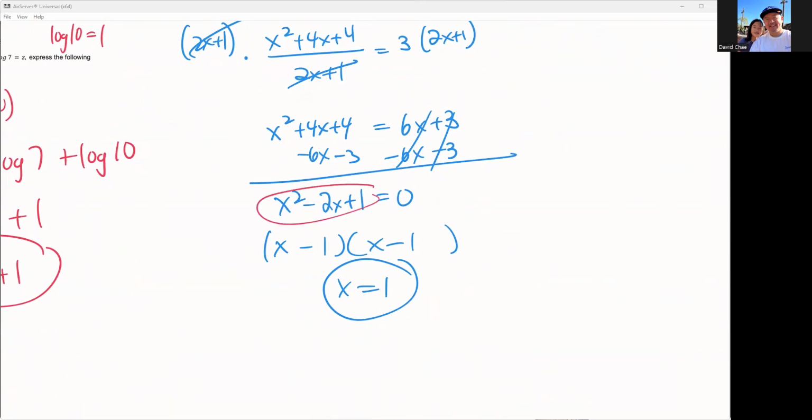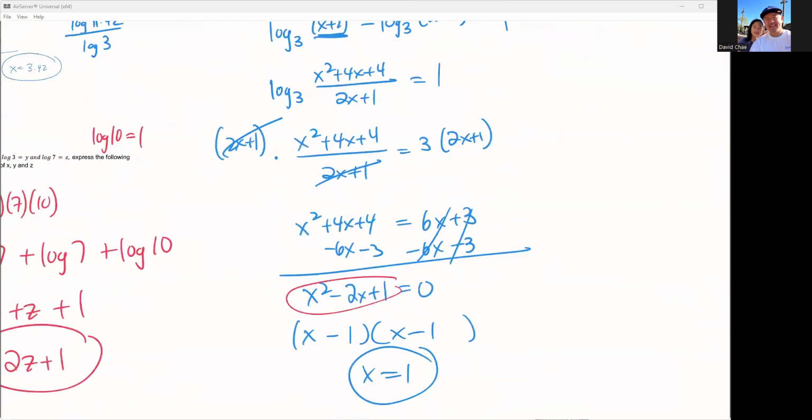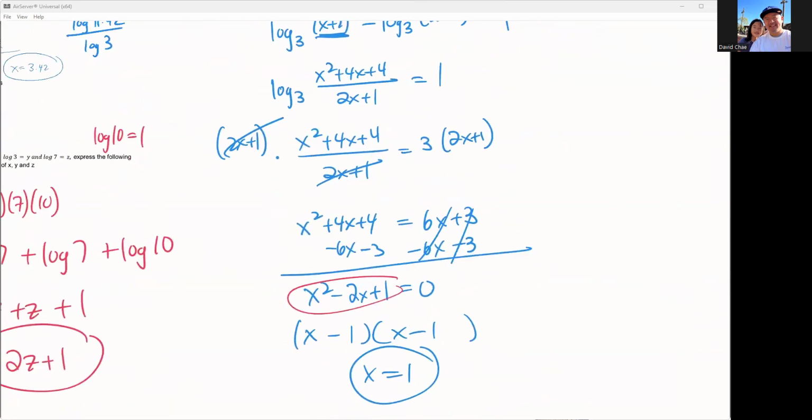Did I not? Let's see here. I multiplied both sides by 3. This is 6x plus 3. I subtracted the 6x. I subtracted the 3. That's here. And then it becomes x squared minus 2x plus 1. If I do the x method, it becomes this, right? And you know how it's (x minus 1) and (x minus 1). They're going to come out to be the same answer, right? So that's why you only have one answer of x equaling 1.